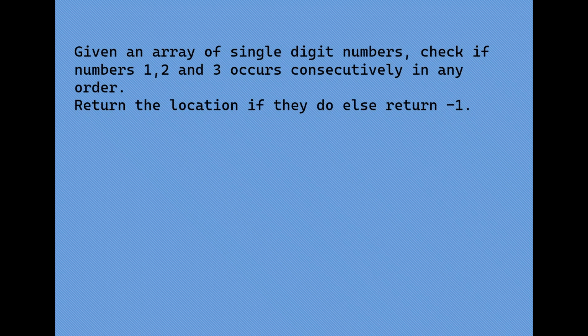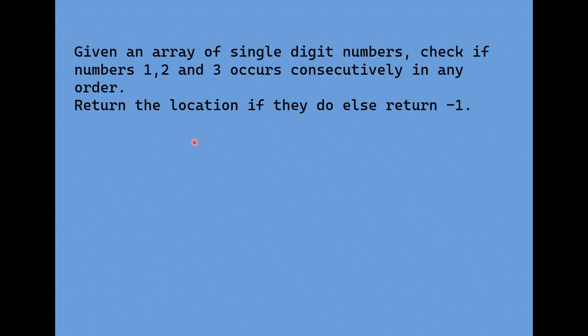So Janta, this is one of the whiteboard questions that is normally asked in programming interview questions. The question goes something like: given an array of single digit numbers, check if numbers 1, 2 and 3 occur consecutively in any order. Return the location if they do, otherwise return minus 1.